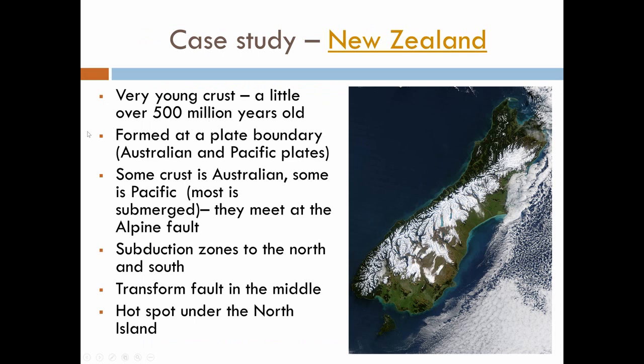New Zealand is very young crust, so 500 million years old. Formed at a plate boundary between the Australian and Pacific plates. There's also a hotspot under the North Island of New Zealand. So there's not just subduction related volcanoes, there's also a hotspot. We can almost see the Alpine Fault running through here.